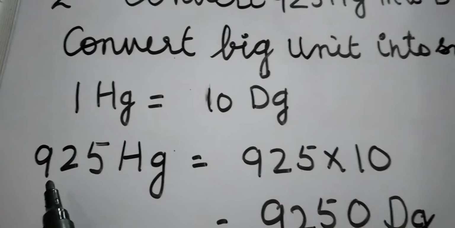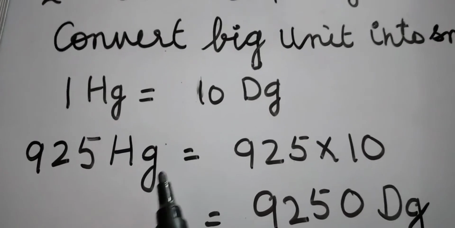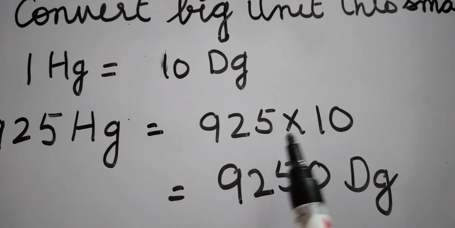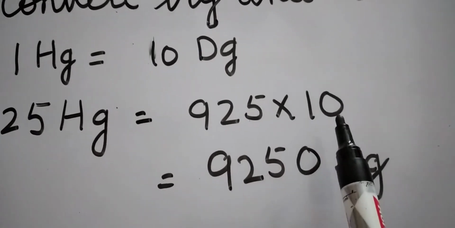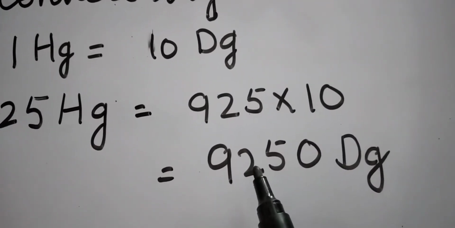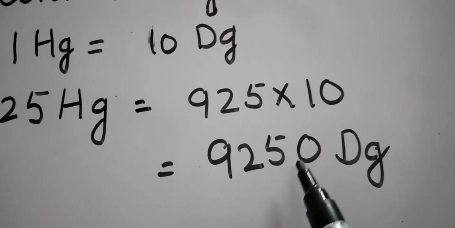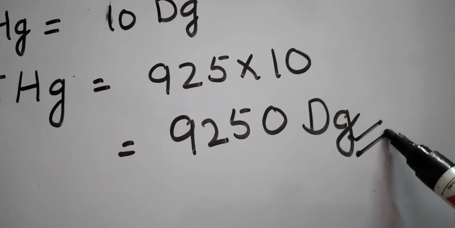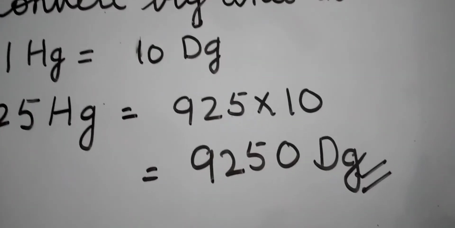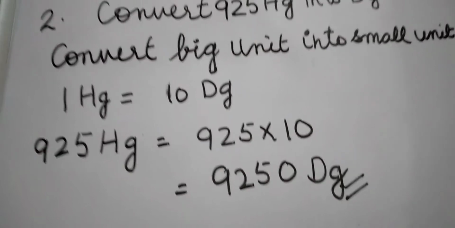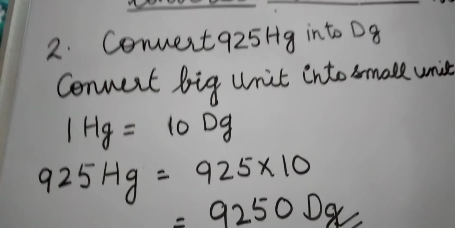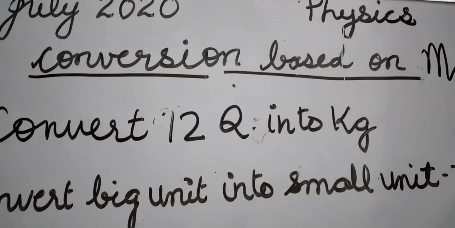At the place of 1, we will write 925 hectogram is equal to 925 multiplied by 10. 925 and 1 zero will come over here. Decagram. And always remember to write the unit. Okay children? So this is done. You will write in your copy. So one more conversion I would like to teach you next.